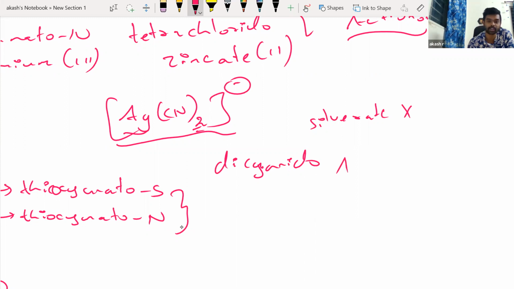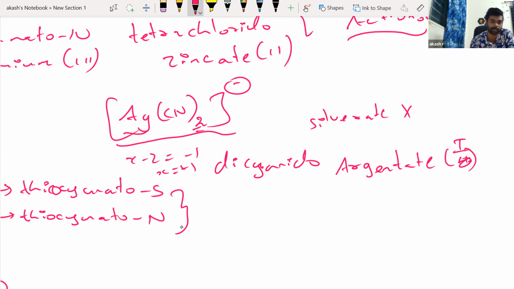So like that, here you have to write argentate. And if you find the oxidation number, it is going to be +1. It's easy, right? So we have x minus 2 is equal to -1. x is going to be +1.